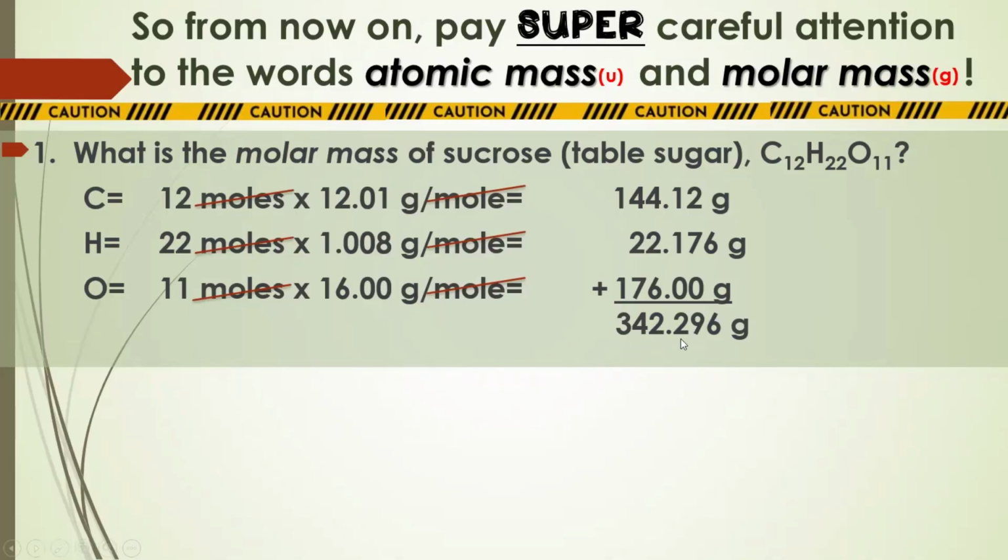So 1, 2, 3, 4. This one's the 5th digit. 9 is bigger than 5, so we need to round this to 342.3 grams. So we have 4 significant figures in our answer.